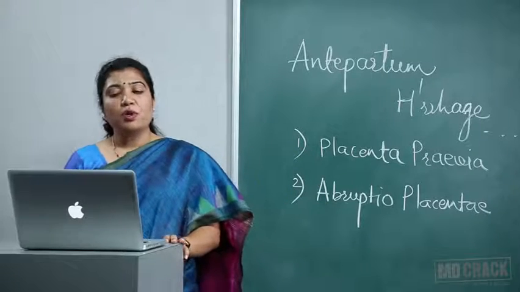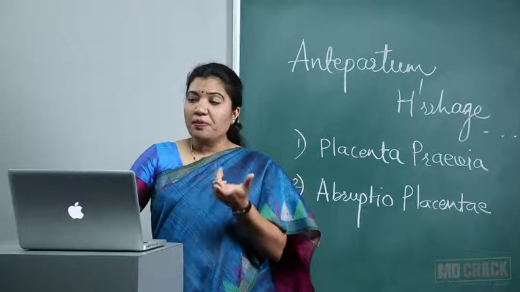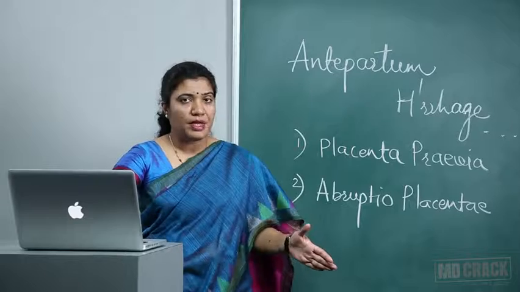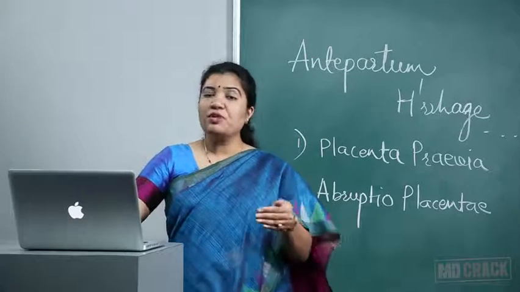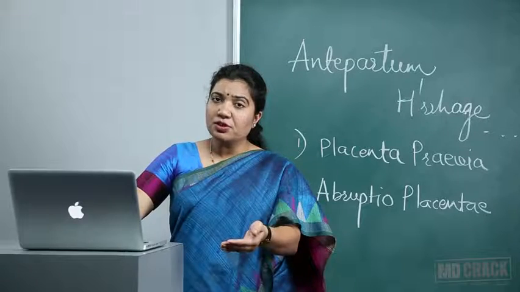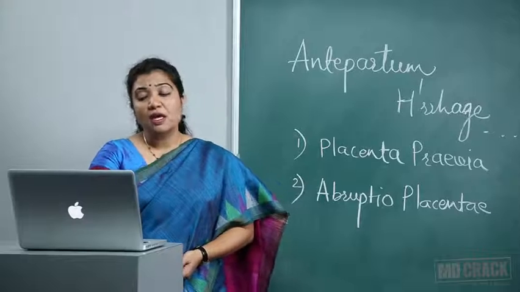Fetal death, almost 50 to 100%. The reasons are prematurity or anoxia. Sudden bleeding stops blood supply towards the fetus, or blood loss is there. Because of maternal blood loss, fetal blood circulation gets hampered, and because of that, fetal death is quite commonly seen in abruption.